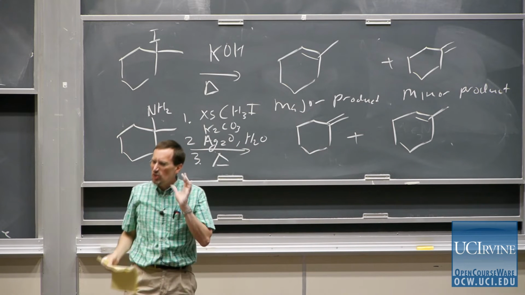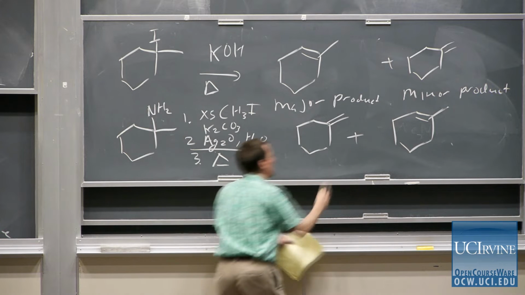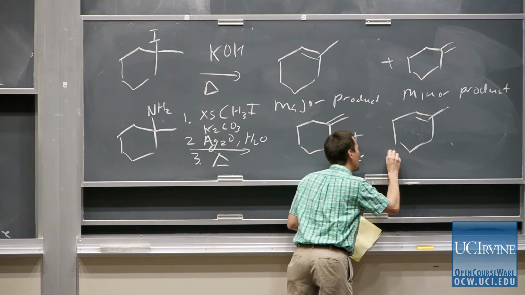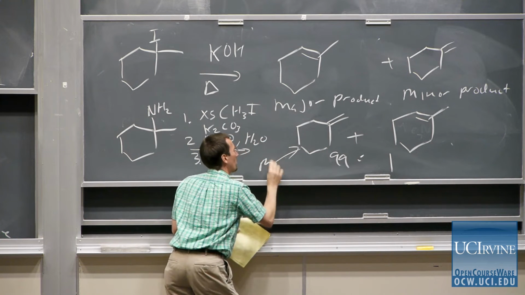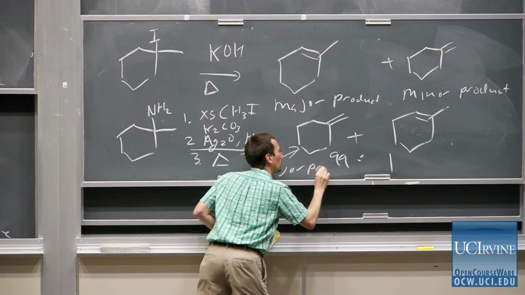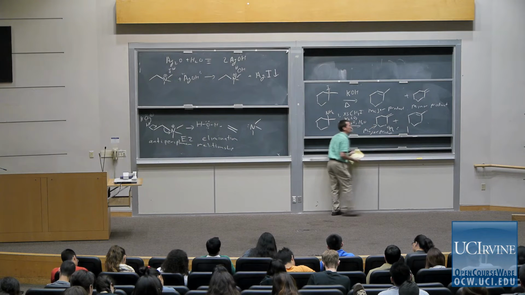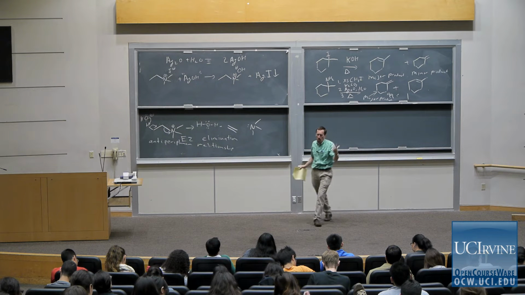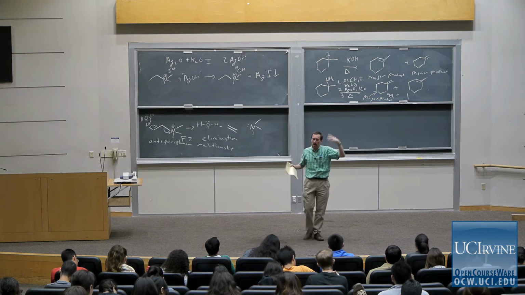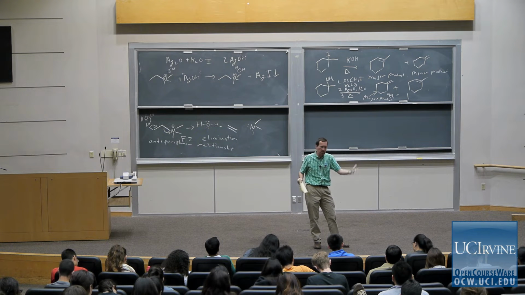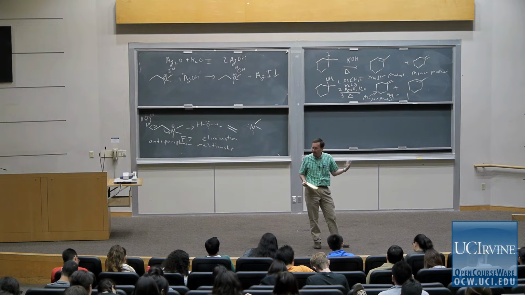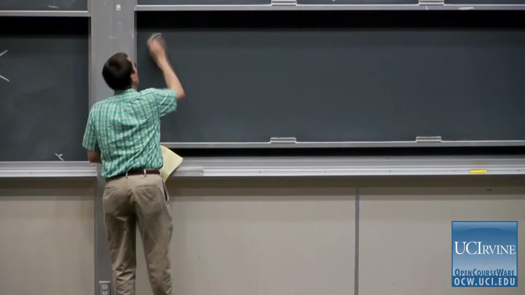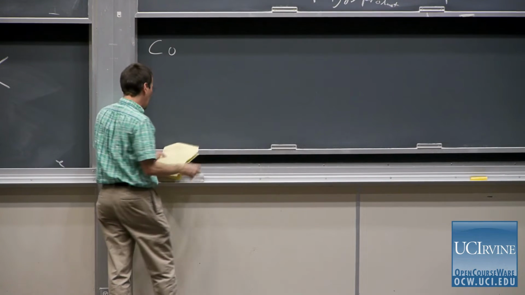The selectivity is huge on this. We get a relative ratio of 99 to 1, 99%. This is our major product. And that's really, really cool and really significant. It's the same element of control that you were getting in the hydroboration oxidation sequence, that I've emphasized in talking about chemists in synthesis. So I'm going to just summarize this, and then we'll talk about why.